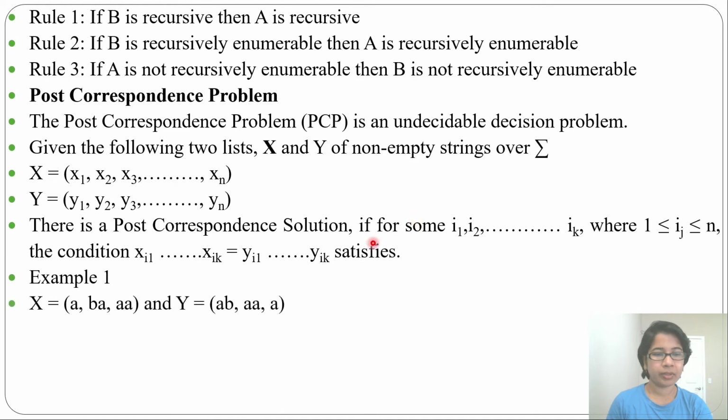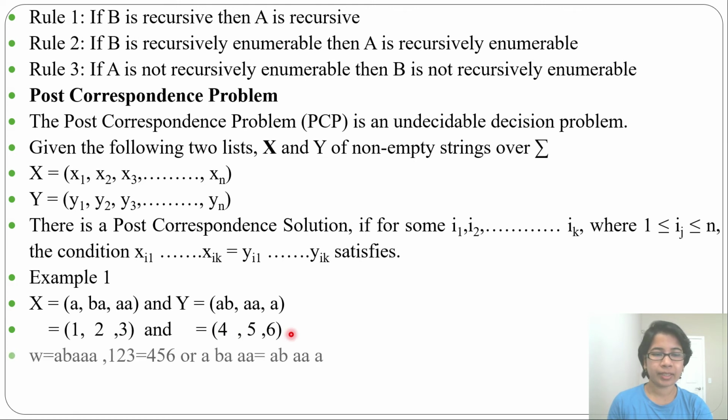So first example, X equals A, BA, AA, and Y equals AB, AA, A. What are X and Y? X and Y are sets of non-empty strings. It is a collection of non-empty strings. Like X is a collection of these strings, Y is a collection of these strings. So here I consider X as A, BA, AA, and Y as AB, AA, A. And I assign some number to these just for identification: 1, 2, 3, 4, 5, 6.